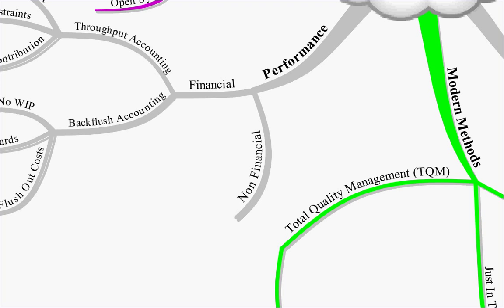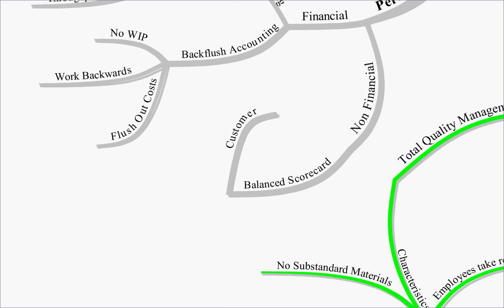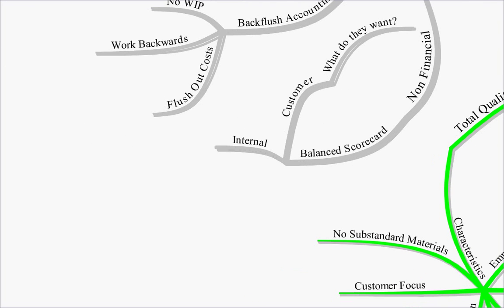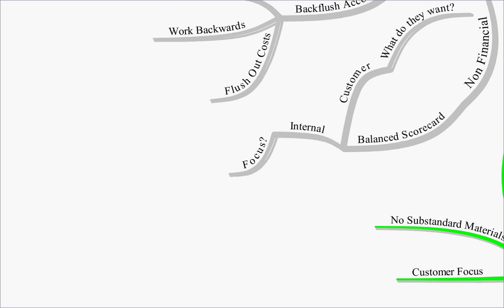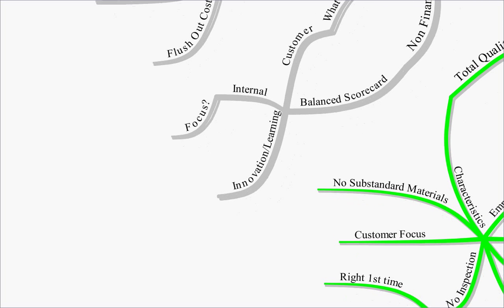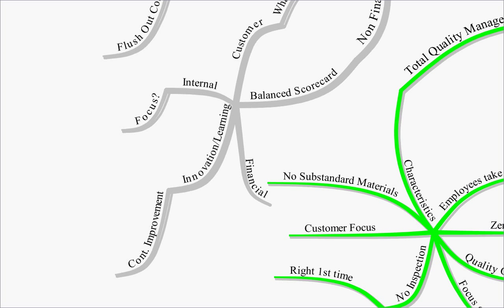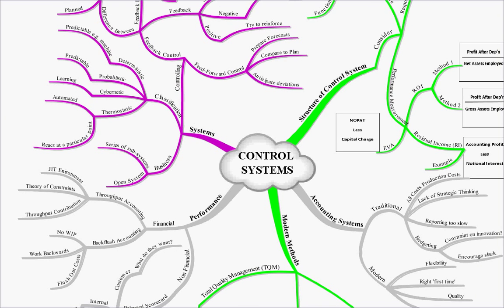Non-financial performance, well, that'll be the balanced scorecard, which you'll have met in previous studies. It focuses on firstly the customer. What do the customers want? Secondly, internal focus. What are we doing well? What are we doing badly? Innovation and learning. How do we continuously improve? And financial aspects, using those measures that we looked at before to assess the financial performance of the business. And that is our introduction to control systems.